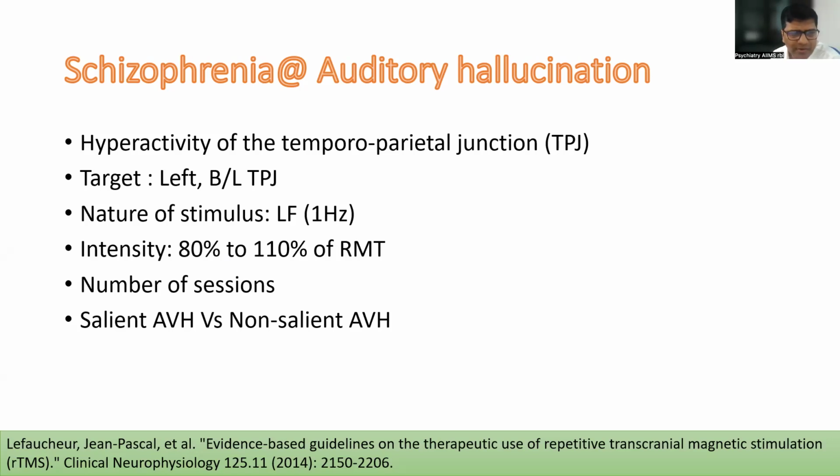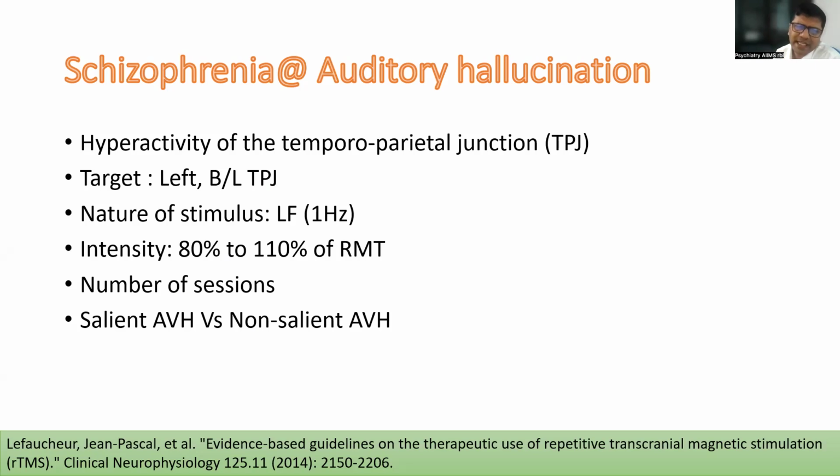What is salient auditory verbal hallucination? If auditory verbal hallucination is associated with a component of emotional distress, that is salient auditory hallucination. Auditory hallucination that may not be producing significant emotional distress is non-salient auditory hallucination.